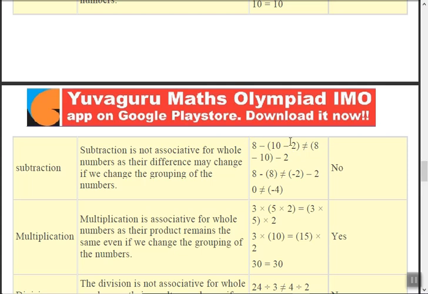8 minus 8 over here, and here 8 minus 10 is minus 2, minus 2 minus 2 over here. So here it becomes 0, here it becomes minus 4. So answers are not the same. That's why subtraction is not associative.